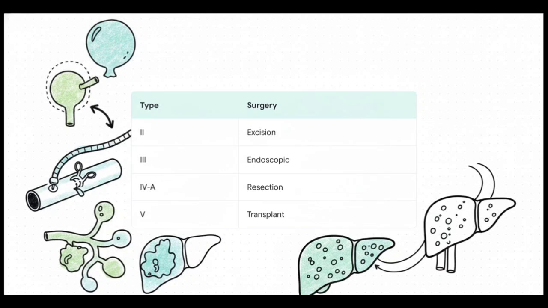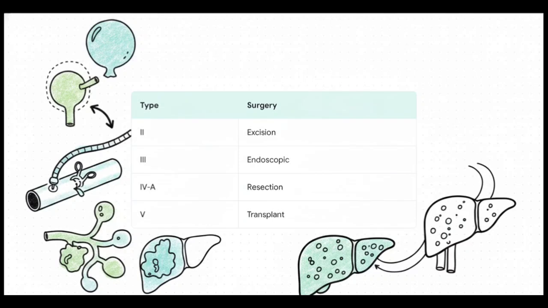Type 3, being right down at the duodenum, can often be managed with endoscopic sphincterotomy or a transduodenal surgical excision. Now for types 4A and 4B, you've got to excise the extrahepatic disease, but 4A might also require a hepatic resection if the intrahepatic disease happens to be localized.